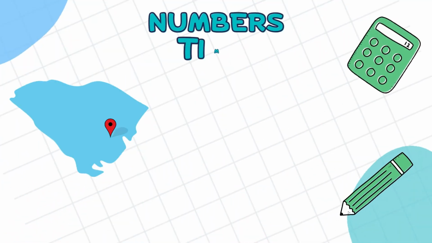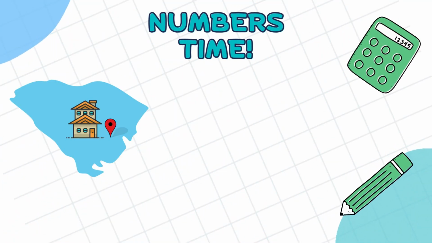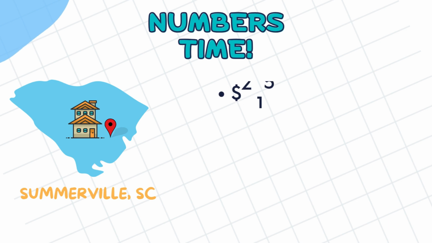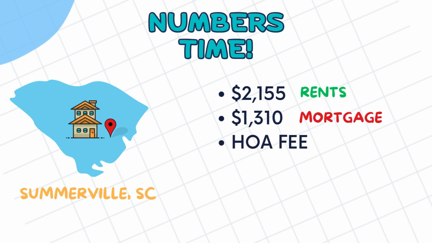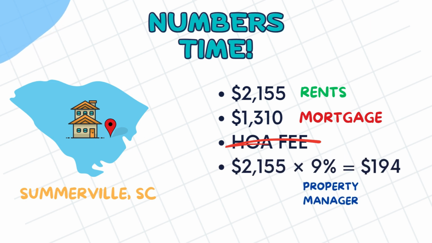Let's start with my low headache, low expense, and low profitability duplex, which I have located in Summerville, South Carolina. So the rents for this duplex are a combined total of about $2,155, and the mortgage payment on it is a little over $1,300 at $1,310. So this duplex is also located in an area that does not have an HOA. So the only expense that comes out of my pocket, other than the mortgage, of course, is my property manager, who charges me 9% of my gross monthly rents.